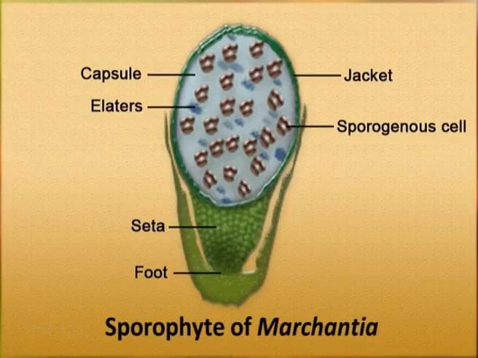hypobasal region of the embryo forms the foot and lower part of the seta, while the epibasal part forms the upper part of the seta and the capsule. The capsule has a single layered wall derived from the epithelium, which becomes multi-layered at the apex of the capsule. This multi-layered apex splits halfway down into many segments at maturity, thus helping in dehiscence.